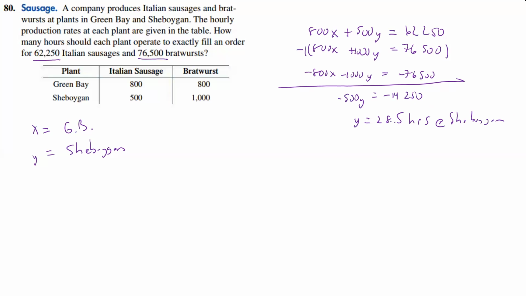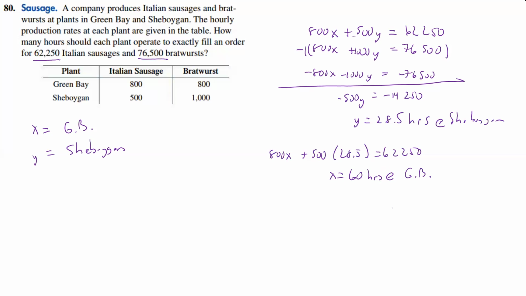Okay. Now that we know what that equals, we have to plug it back into one of these two equations. Since this one has smaller numbers, let's plug it into that one. And so then we'll have 800x plus 500 times 28.5 equals 62,250. Plugging that in, we have 62,250 minus 500 times 28.5, and then we divide that by 800, and that looks to be 60 hours. So X is equal to 60 hours at Green Bay.